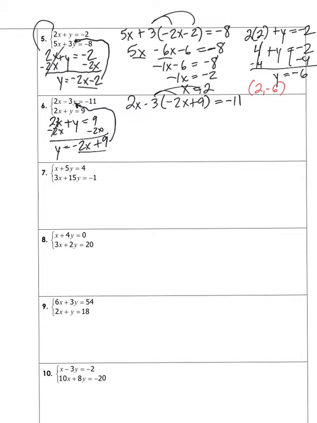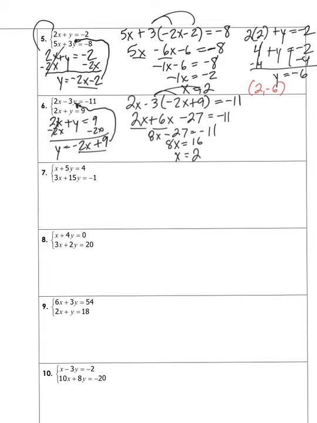Distribute. Negative 3 times negative 2x is positive 6x. Negative 3 times positive 9 is negative 27. Bring everything else down. 2x plus 6x is 8x minus 27 equals negative 11. Add 27 to both sides. 8x equals 16. Divide by 8, x equals 2.